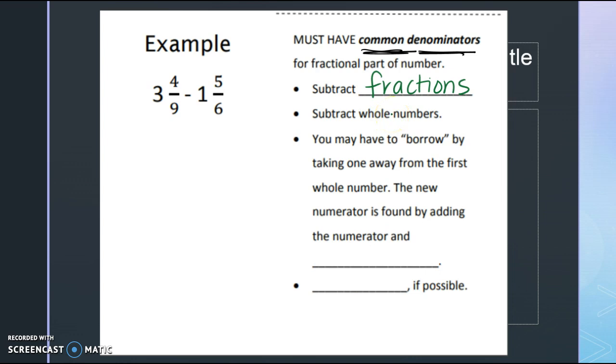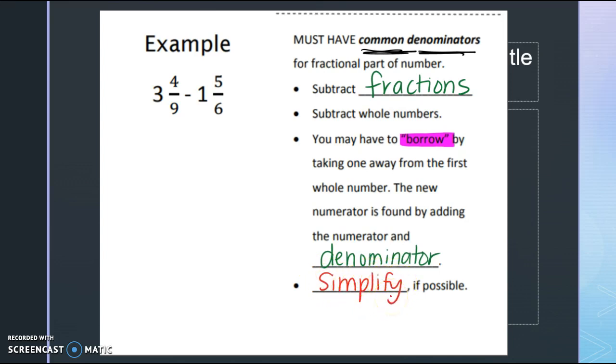Now, there are some special cases where you may have to borrow. And for fractions, that's going to look like taking one whole away from the first whole number and changing that into a fraction. So here it says the new numerator is found by adding the numerator and denominator. And this example is going to show us exactly what that means. And then, of course, our last step is to simplify if that is possible.